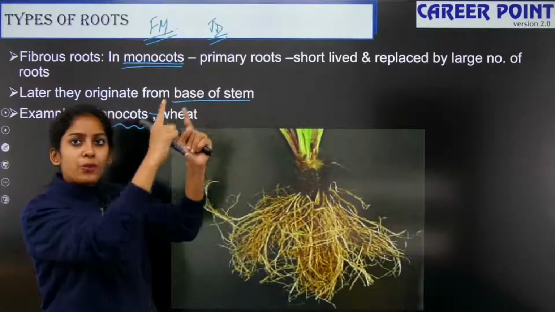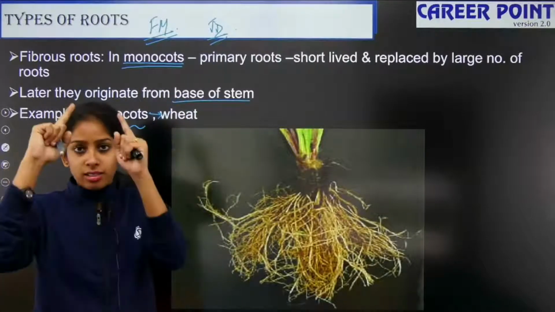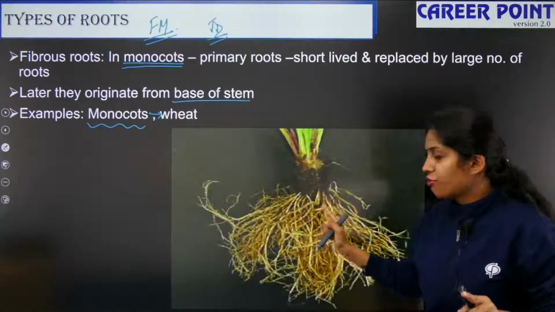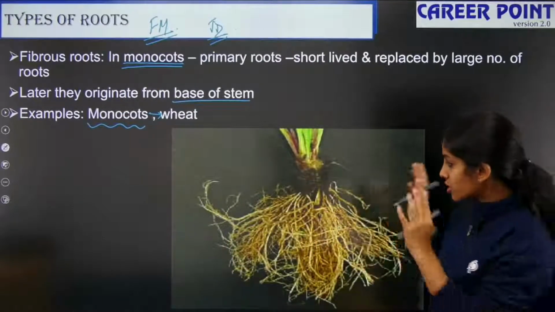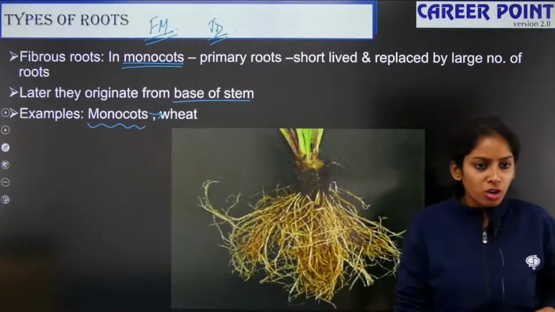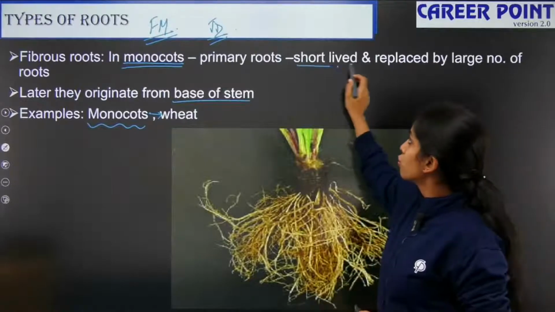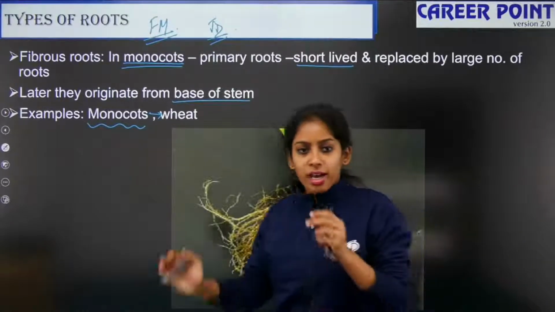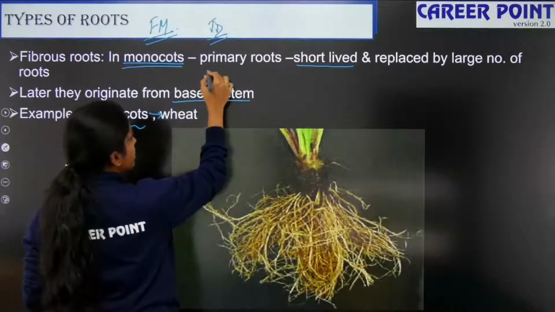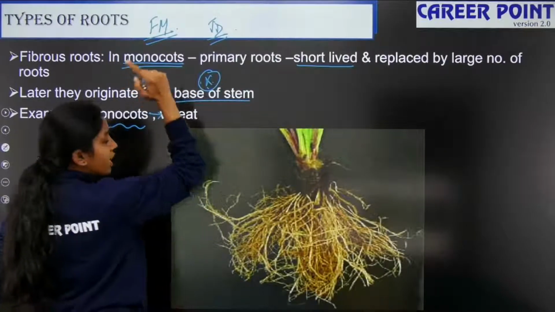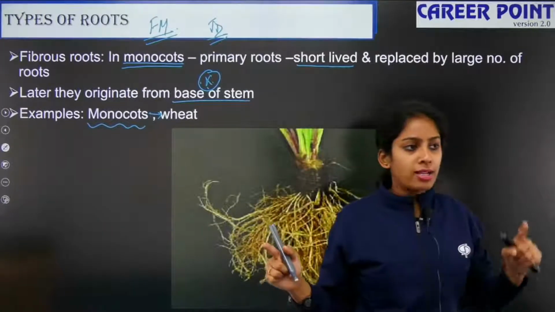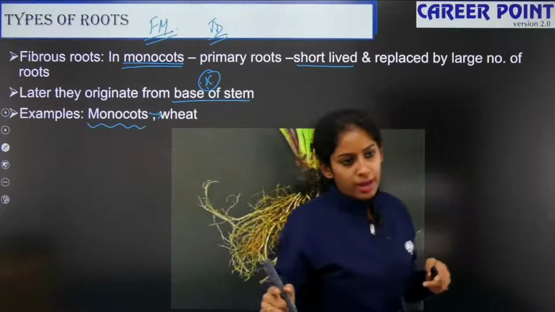So in taproot you had a main root coming down, and then you had branches. In case of fibrous root, you do not have any branches. It is just a cluster of roots. So why are you having fibrous root in monocots? Because the primary roots are short-lived and are replaced by a cluster of roots, and these roots arise from the base of the stem. So this is an important point. Once again, the examples are important. Taproot, dicot plant; fibrous root, monocot plant.